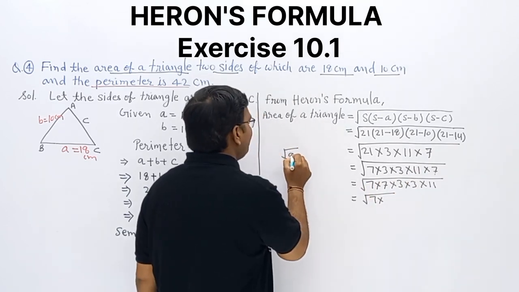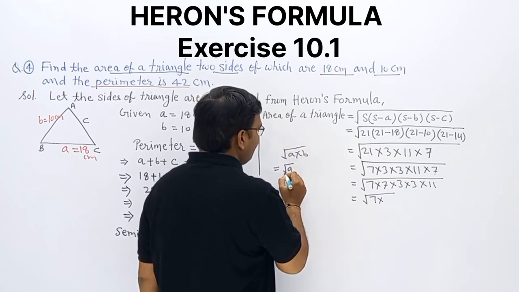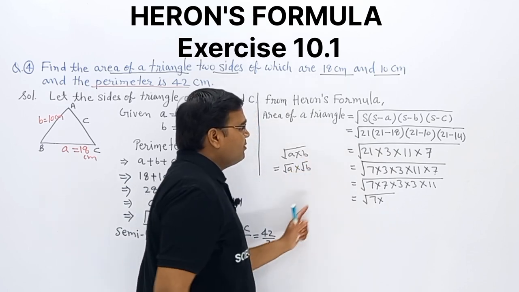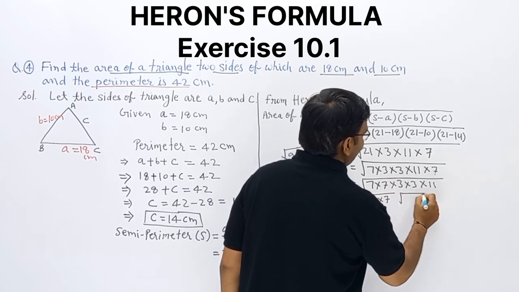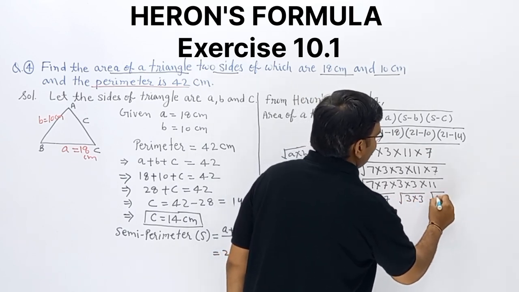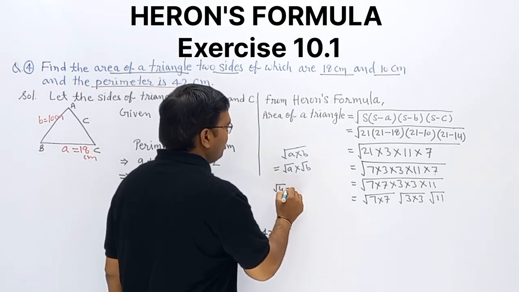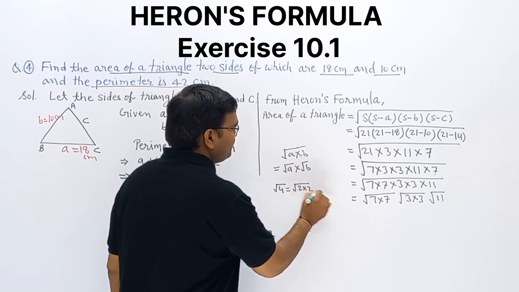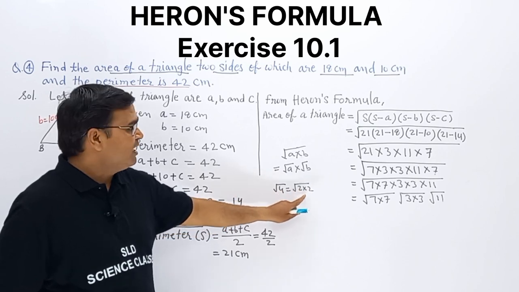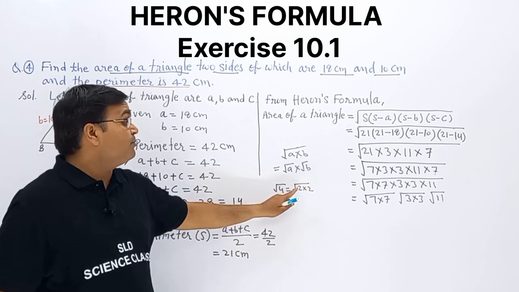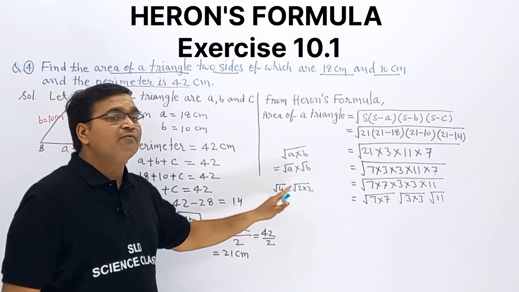If we have root of AB, then this can be written as root of A into root of B. So I am applying this here. So this is 7 into 7 into 3 into 3 into 11. Yes or no? The square root of 4 is the square root of 2 into 2. When the same two numbers are multiplied and we want the square root, we will obtain one number.